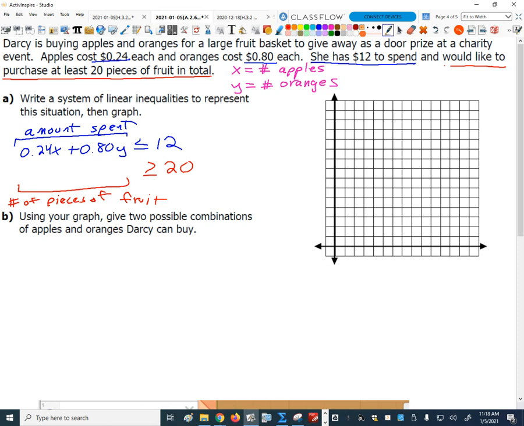I'm not sure. Okay, that's okay. Anybody got an idea for that? Would it be like X plus Y? Ah, there you go. Just X plus Y, right? The number of apples plus the number of oranges combined has to be greater than or equal to 20. Does that all make sense? Everybody give me a 1 to 5 on that concept.